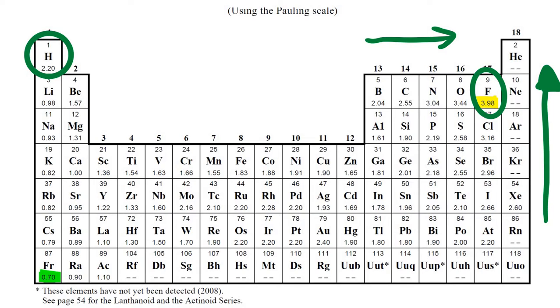So we know fluorine is the most electronegative. Hydrogen is moderate at 2.2, fairly low electronegativity. The metals are extremely low, they are electropositive. And carbon as well, there's not much difference between carbon and hydrogen.